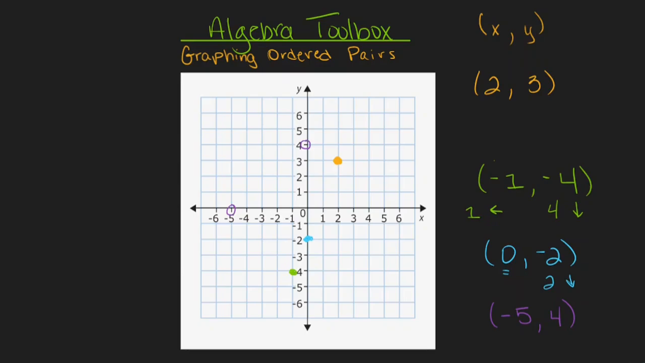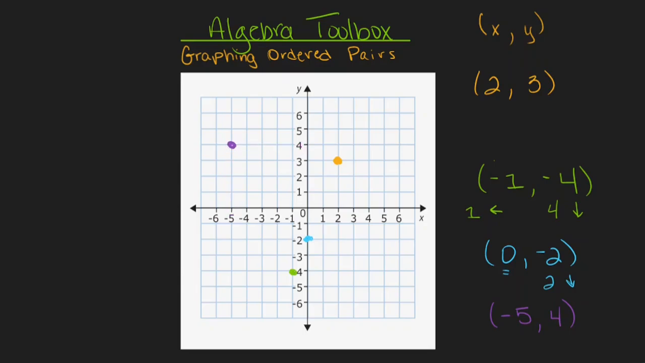Since I know that the 4 is higher than 0, I know from the -5 I should go up. And since -5 is to the left from 0, I know that from the 4 I should also head to the left to find the intersection point. Looks like these two will meet right here. So that tells me that this purple point is our point -5, 4.